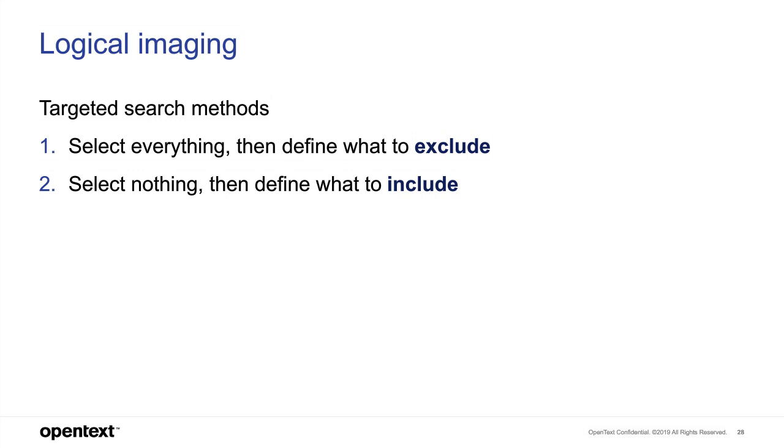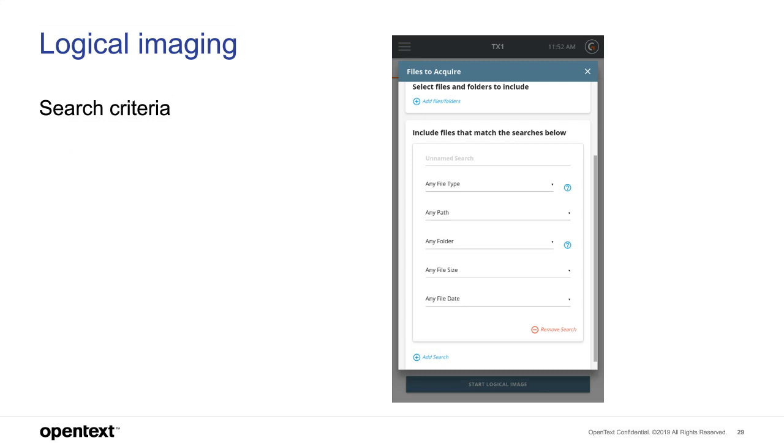In the same way, TX1 gives you the flexibility to begin your search by choosing whether to start with all the files and exclude the ones that you know you don't want, leaving only the files you might want, or to begin your search with nothing and set up one or more search parameters to include only the files you might want. It's simple, elegant, and flexible, which is just the way we like it, and we think you'll like it too.